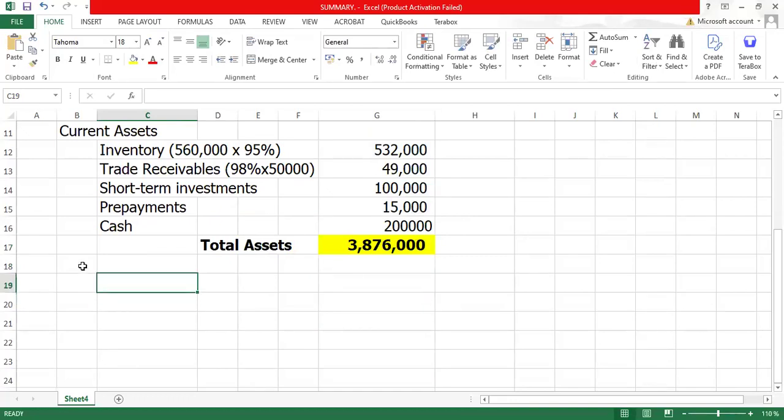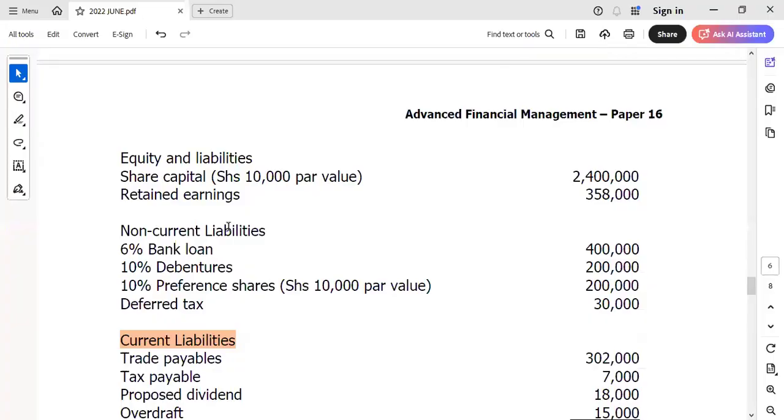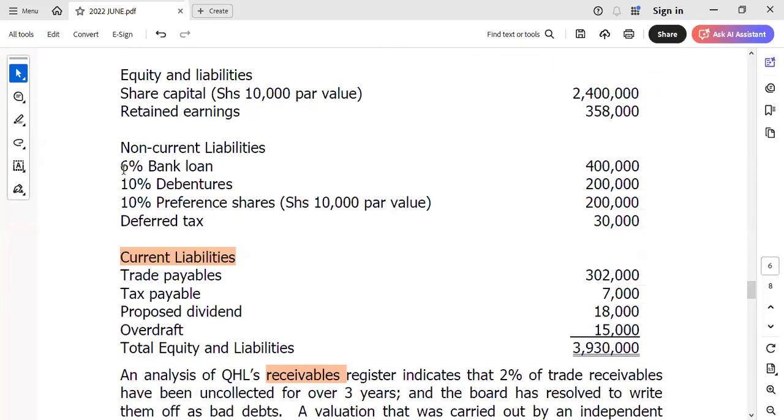You need to look at the liabilities now. Tell me, liabilities, what do we have? We have the 6% bank loan, the 10% debenture, the 10% preference shares. Colleagues, preference shares are in the form of liabilities.